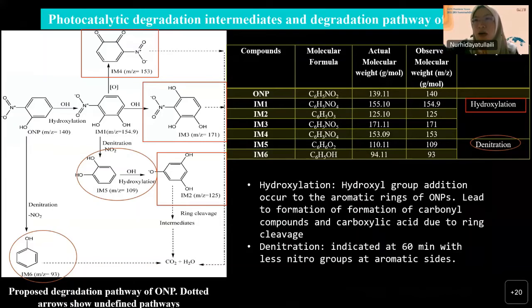So we propose the degradation pathway of nitrophenol and the intermediate compounds that are produced along this degradation process. Two reactions have been considered here, which are the hydroxylation and the denitration. In the hydroxylation, the nitrophenol will go for the denitration first before the hydroxylation. In the hydroxylation, hydroxyl group addition occurs on the aromatic ring of the ONP and leads to the formation of carbonyl compounds and carboxylic acids due to ring cleavage. For the denitration, it indicates less nitro group at the aromatic sites.